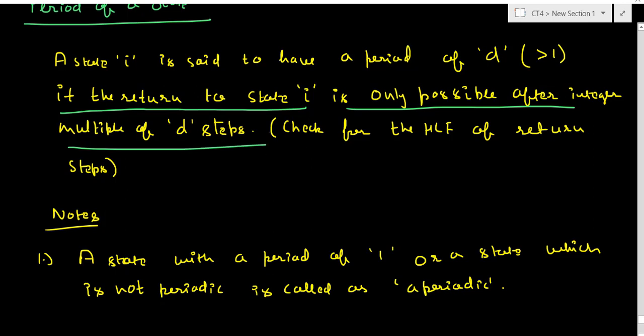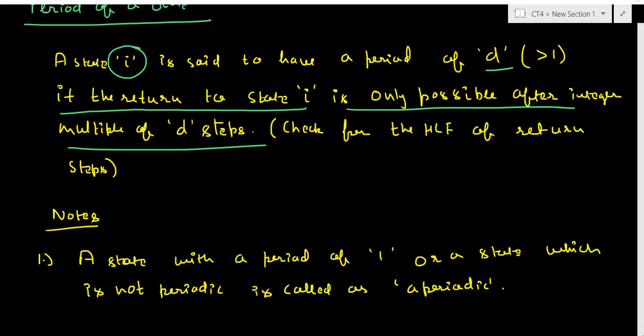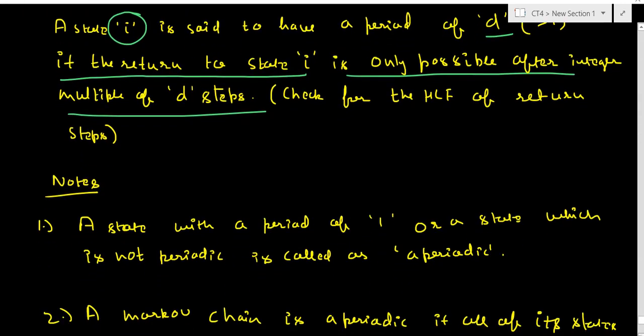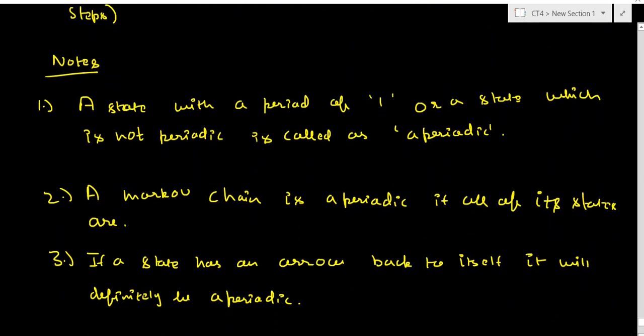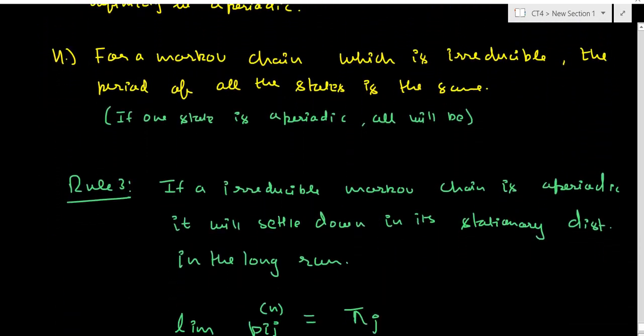Okay, so let's just see what this means. Any state i is said to have a period of d, which is a constant, if the return to i is only possible after an integer multiple of d steps. Let's just try to see what this means. So let's take 3 examples. This is example number 1, this is 2, and this is 3.